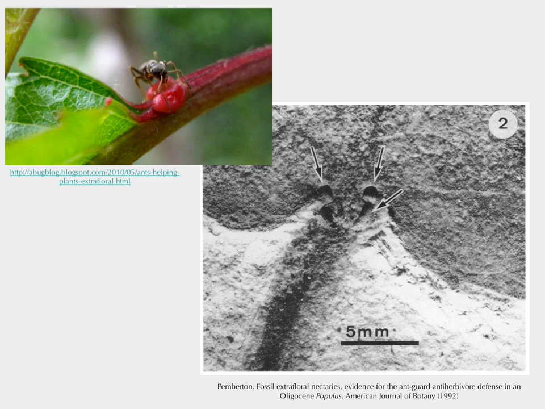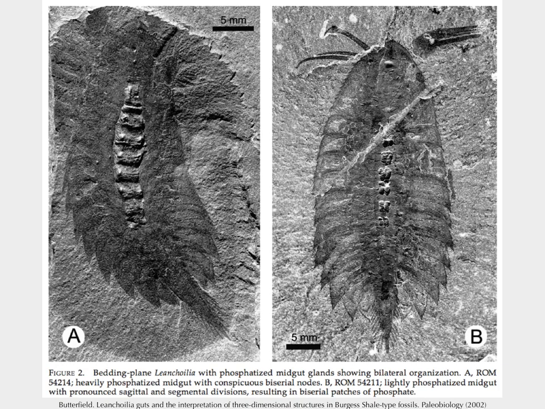When did that behavior evolve? Well, the plant at least evolved in the Miocene. We have fossils that have these nectaries. So it suggests that there were ants at this point, having this defensive behavior. So then we get really good details from body fossils too.